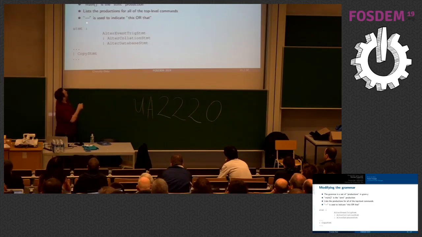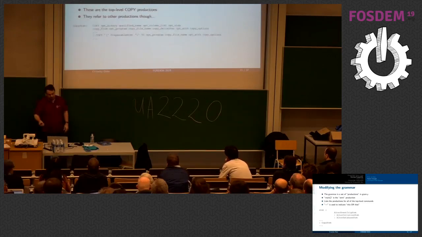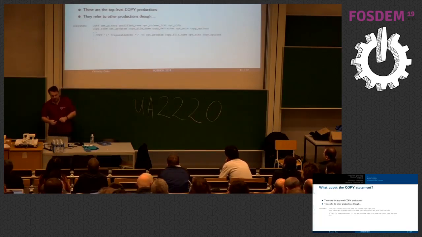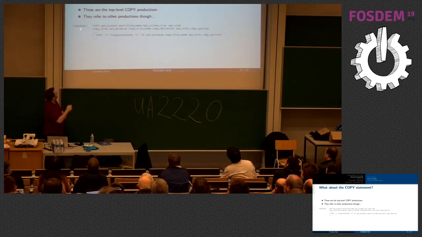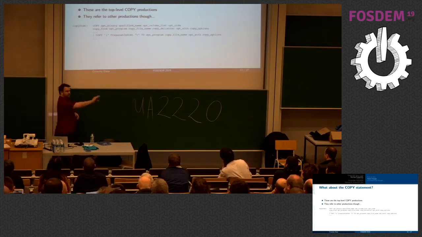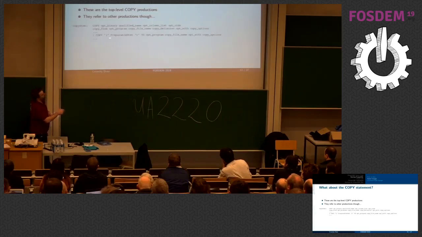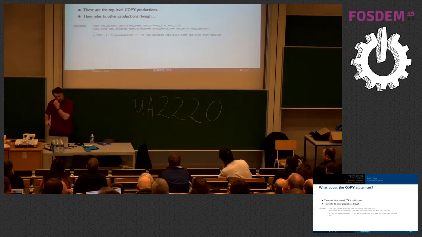That's a Beamer mess-up, because that should be a pipe. I'm sorry. Okay. At the top level for copy, we have this copy statement, and then we have all of these other things in here. Things that are capitalized here are direct tokens; those match directly into the lexer. Things that are lowercase are other productions. So here we have things like opt_binary, qualified_name, opt_column_list, etc. These are actual other productions.